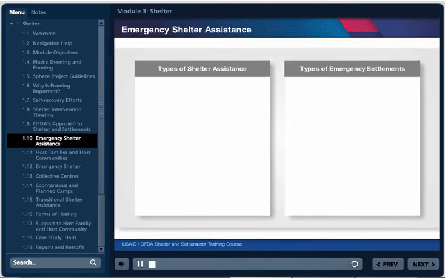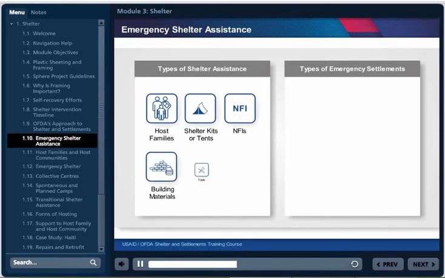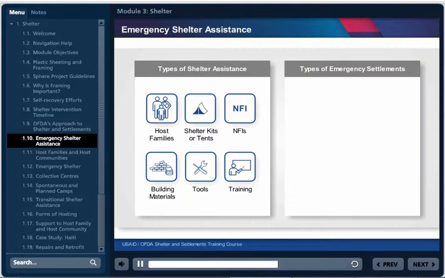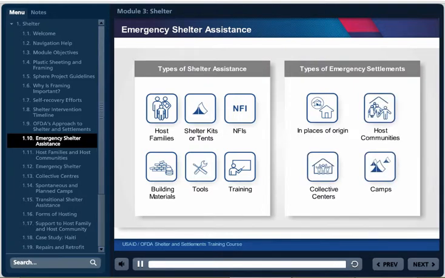We will now look at different types of humanitarian shelter assistance that is commonly used by the humanitarian community during the emergency phase, such as host families, shelter kits or tents, NFIs, building materials, tools, and training. As mentioned, emergency sheltering options are focused on meeting the most basic or survival shelter needs in the disaster-affected communities. Emergency settlements can be at places of origin, host communities, collective centers, or camps.